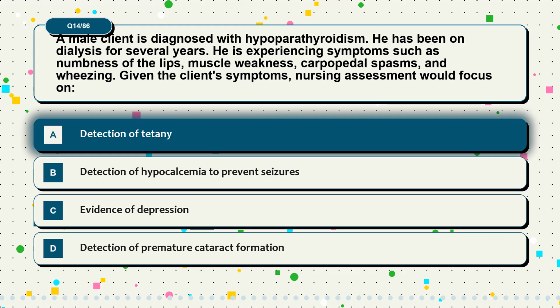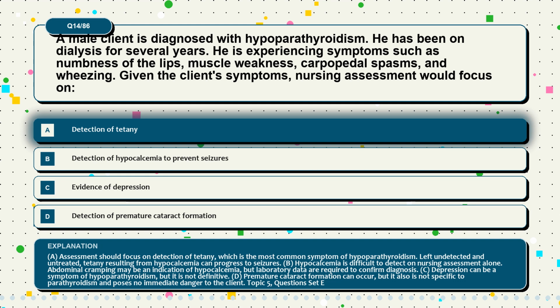The correct answer is option A. Detection of tetany. Assessment should focus on detection of tetany, which is the most common symptom of hypoparathyroidism. Left undetected and untreated, tetany resulting from hypocalcemia can progress to seizures.